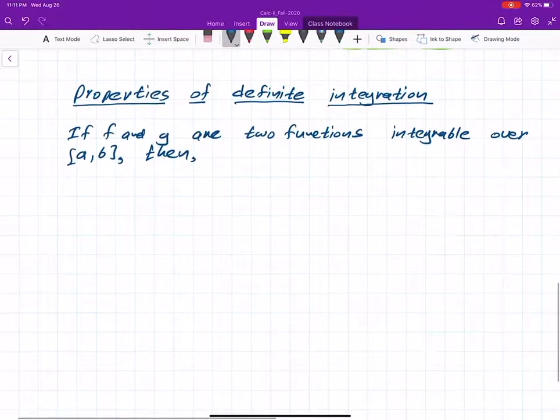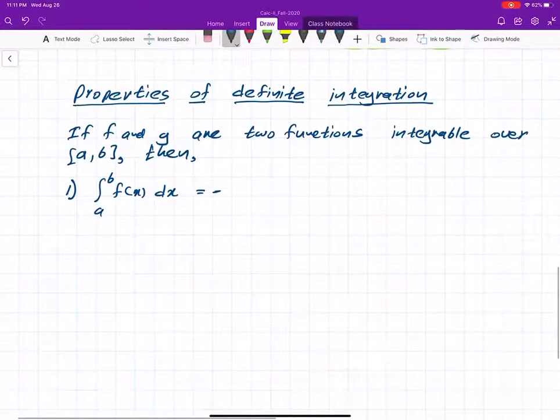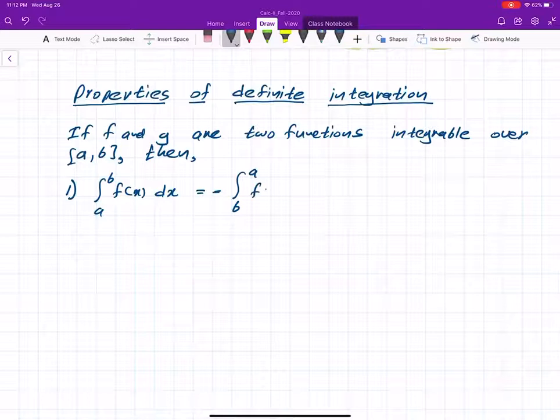you can go to the first property: integration from a to b of f of x dx equals negative integration from b to a of f of x dx.